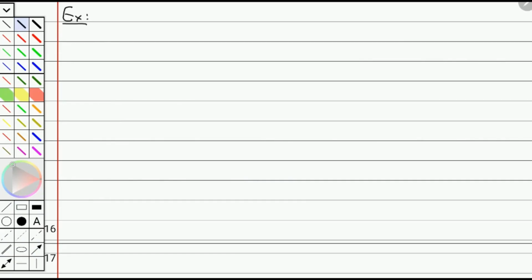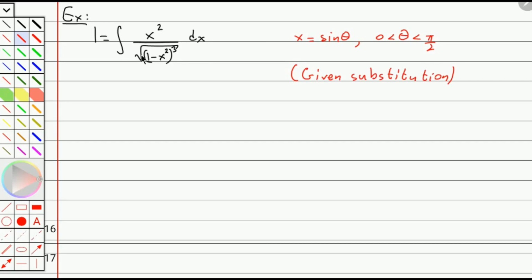Now let's see another example. I is equal to the integral of x squared divided by the square root of (1 minus x squared) quantity cubed dx. In this case, we are given the substitution directly. x equals sine theta, where theta is between 0 and pi over 2. Once again, this is a given substitution because this is probably quite difficult to think of what substitution to use.